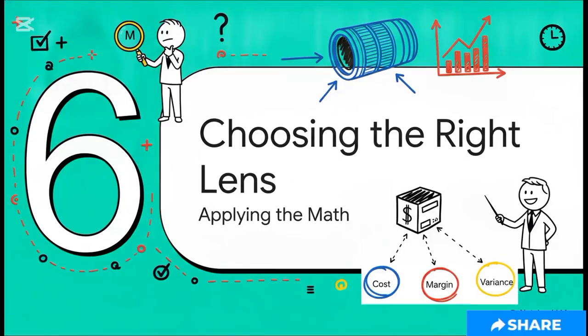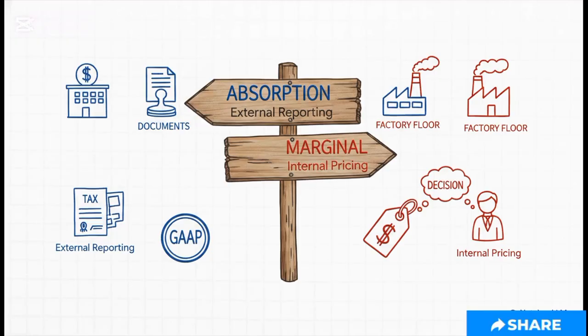Finally, Section 6, Choosing the Right Lens. So now that we've deeply understood the math, the differing margins, and the utter chaos of variances, how do we actually use this? Well, here is the absolute most crucial takeaway you should commit to memory today. You use absorption costing for the outside world, external reporting, strict GAAP compliance, doing your taxes, because it captures the full absorbed cost of inventory sitting on your balance sheet.